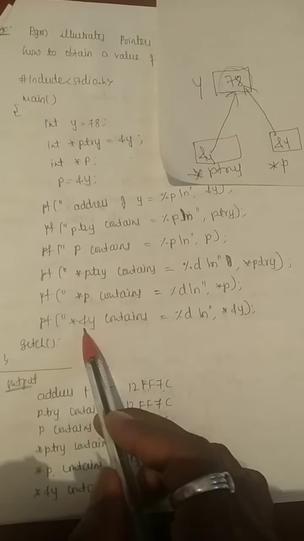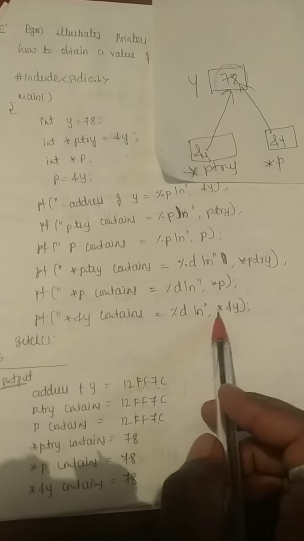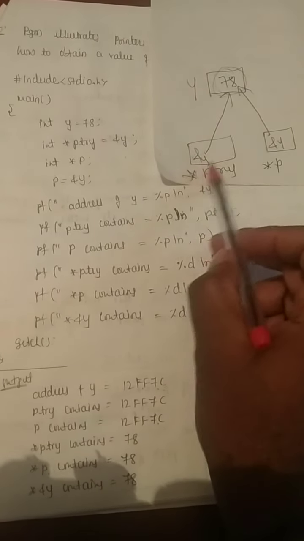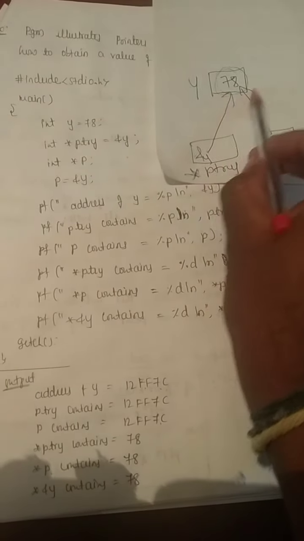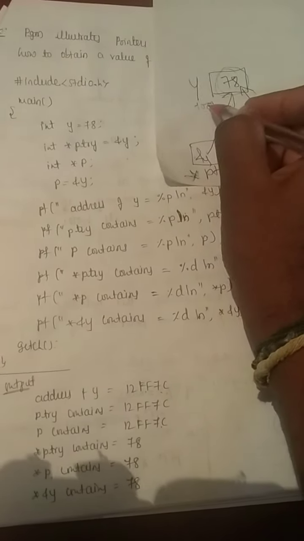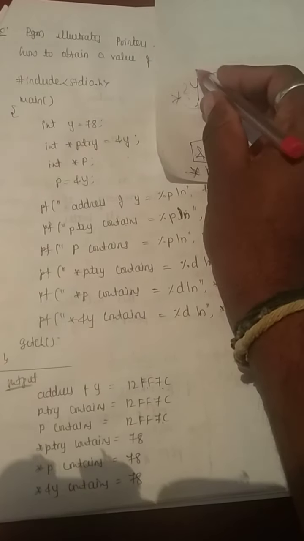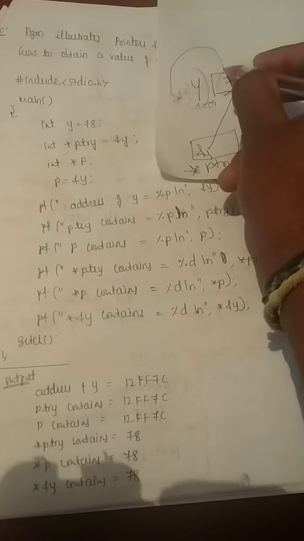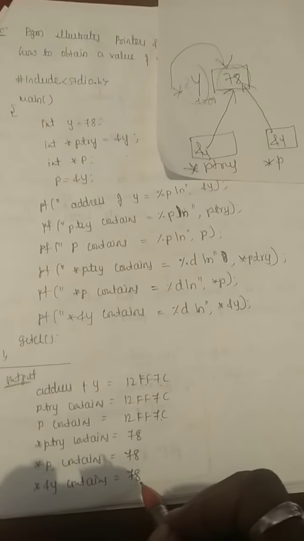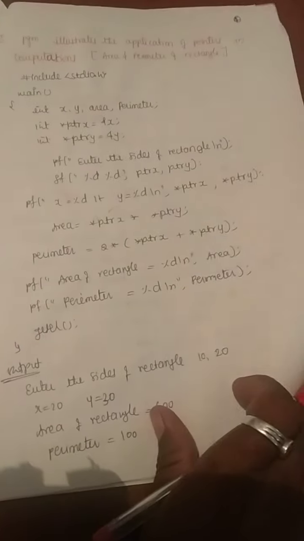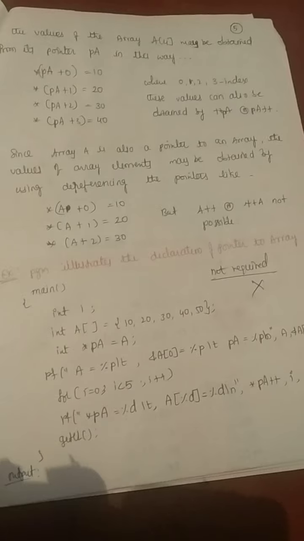Next, "*&y contains = %d", *&y. &y means what? The address of y. The address of y means this location, right? Say the address is 1000. If I use *&y, it means in this &y location, whatever content is there is going to be printed. How much? 78. So the output of this statement will be 78. So this is one basic program. Got it? Next we have some topics to discuss.